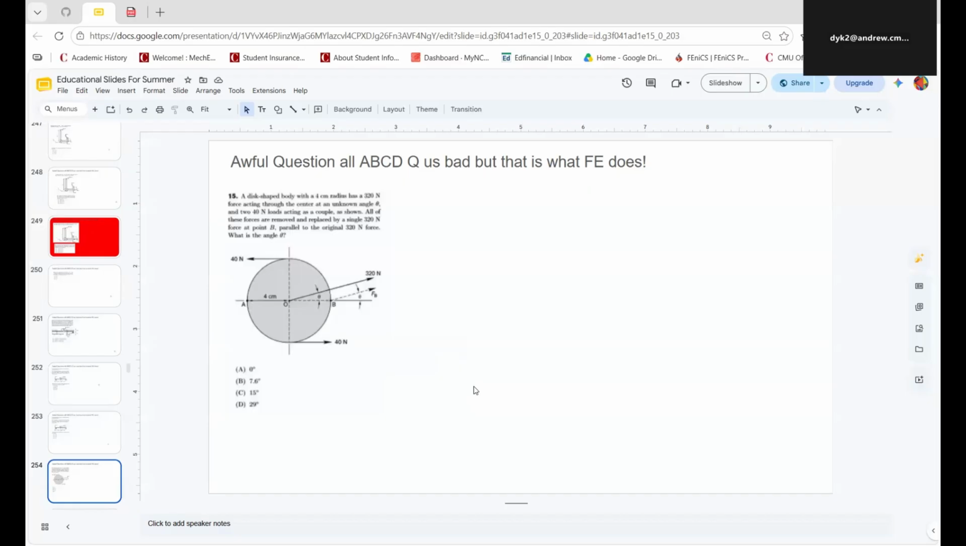So this is not a static question again. This is a dynamic question. I don't understand what you're doing to me, but basically there are two ways to look at this. If you do a moment diagram here, you find that 40 multiplied by 4 multiplied by 2 is 320. Let me get my calculator. 4 multiplied by 40 is 160, multiplied by 2 is 320.